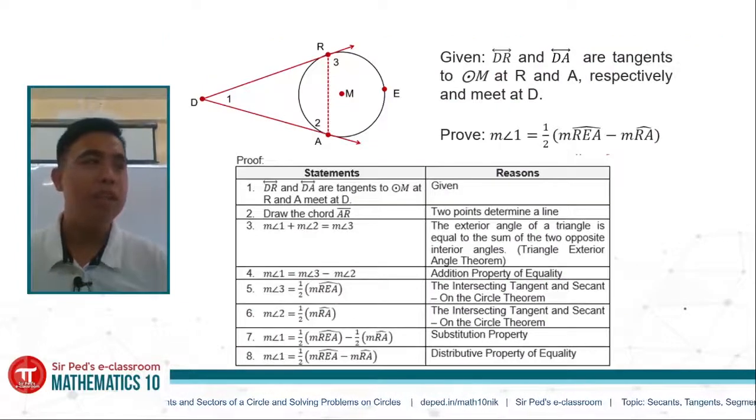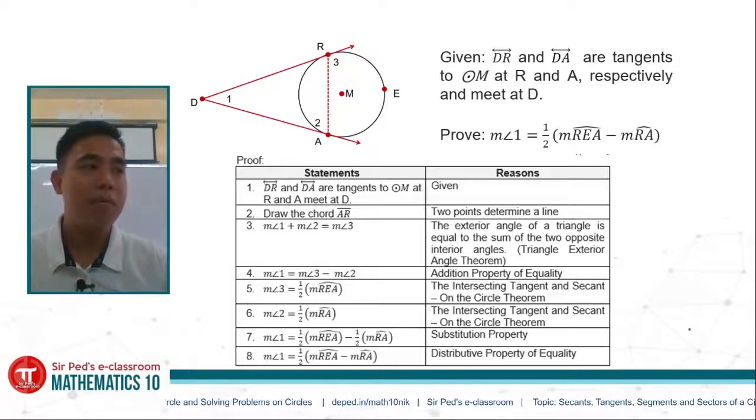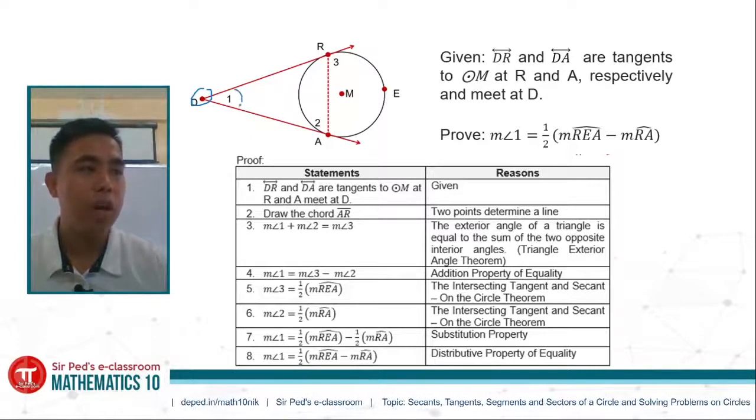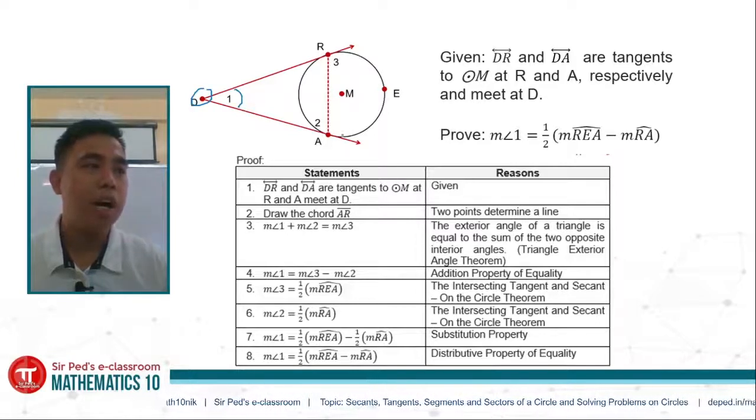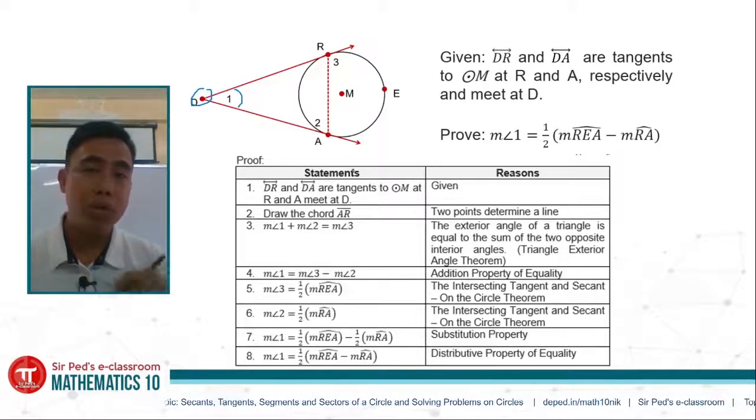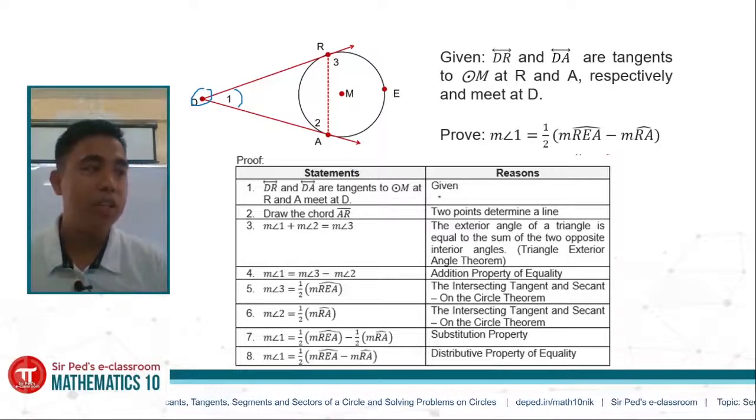So given line DR and line DA are tangents to circle M at R and A respectively and meet at D, we're going to prove that the measure of angle 1 is equal to 1/2 the positive difference of arc REA minus arc RA. So first, number 1, we're going to write the given and then the reason, given.